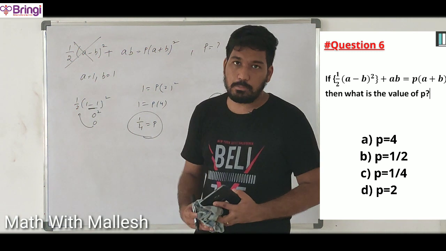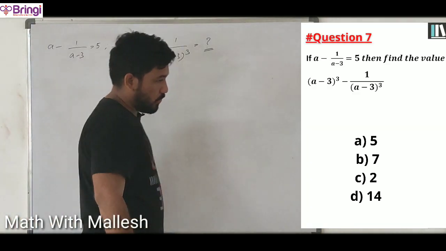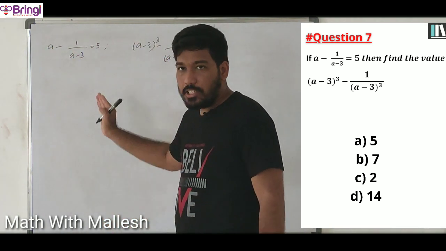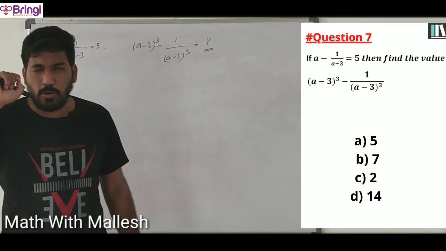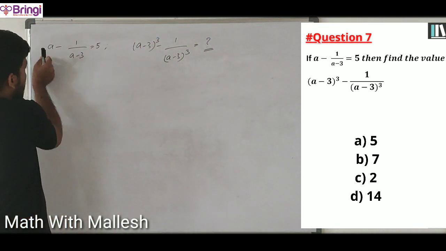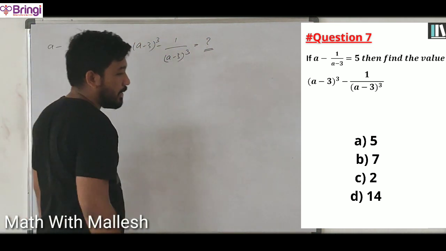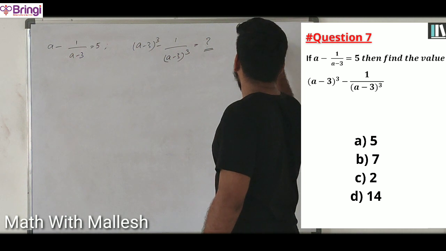So moving on to question number 7: a minus 3 is equal to 5, and a minus 3 whole cube minus 1 by a minus 3 whole cube, how much? Simple, we did this kind of model in the very first question and third question, I think. But here there is a small tricky thing we need to apply. Whenever x minus 1 by x is equal to k, then x cube minus 1 by x cube is equal to k cube plus 3k, that we know.